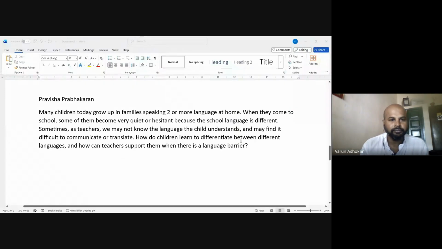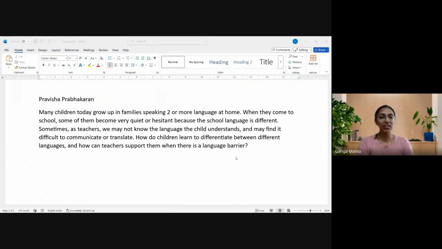All right, so then moving on to the last question for today by Pravisha. Many children today grow up in families speaking two or more languages at home. When they come to school, some of them become very quiet or hesitant because the school language is different. Sometimes, as teachers, we may not know the language the child understands and may find it difficult to communicate or translate. How do children learn to differentiate between different languages, and how can teachers support them when there is a language barrier?